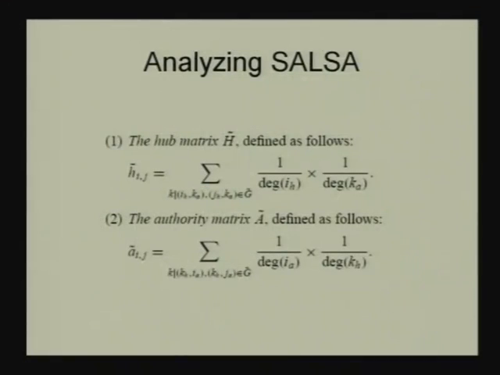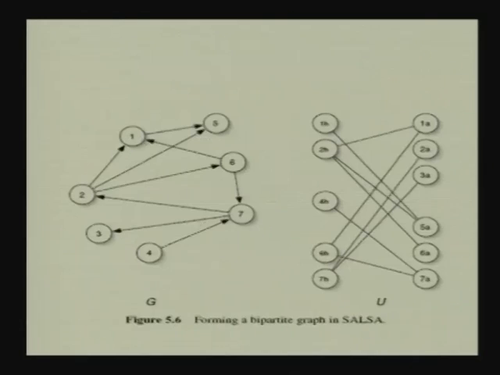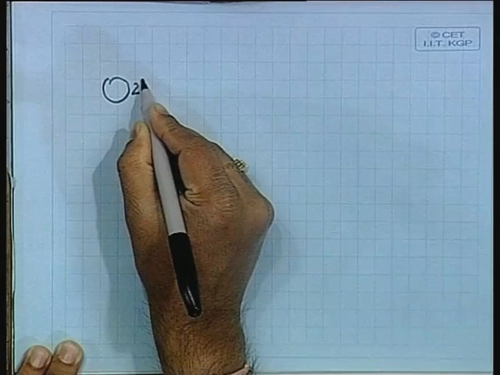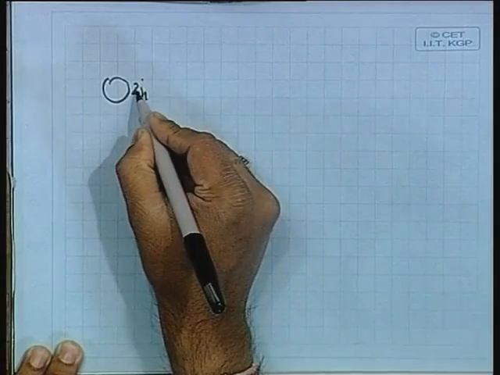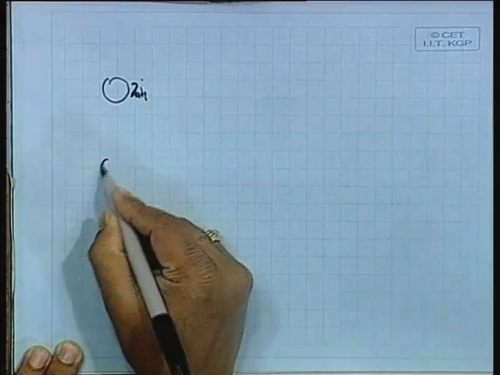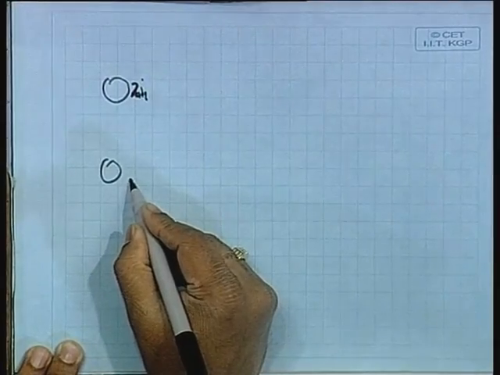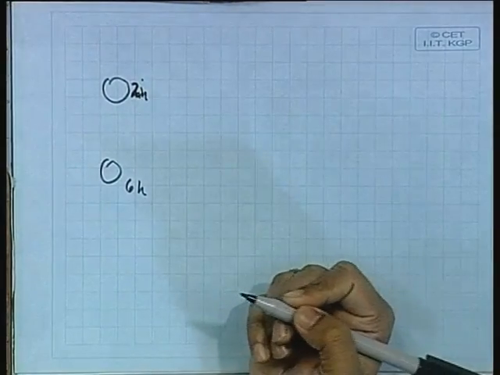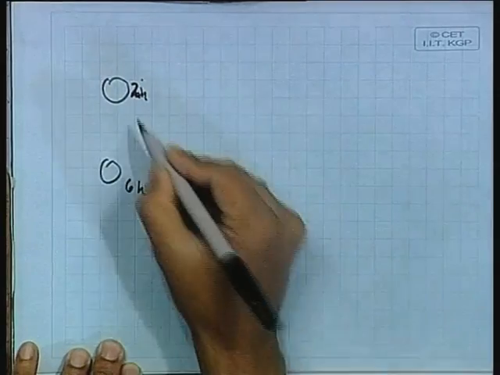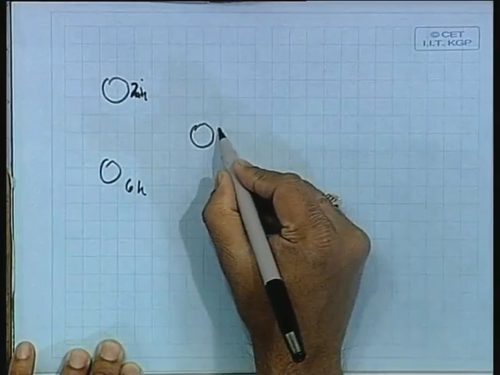So, if you do so, remember I said it is a 2-step random walk, right. So, for the hub matrix, you start from a node here, you go there and then again come back to a node here, right. So, what is the probability that you start from node 2H, sorry, let me put here I, okay, 2 is fine, and we come back to a node say 6H. What is that probability? How do you compute it? It can happen in many ways. So, suppose there is a node which I call 1A.